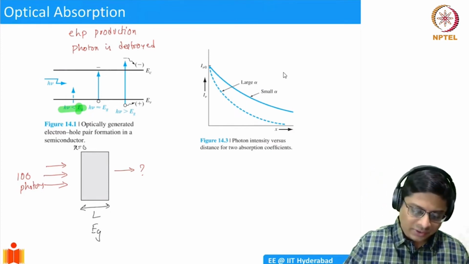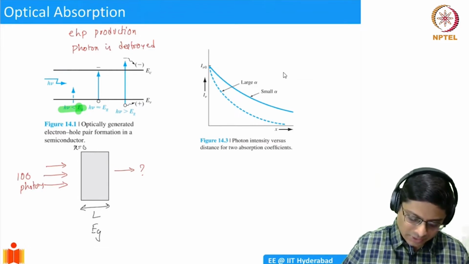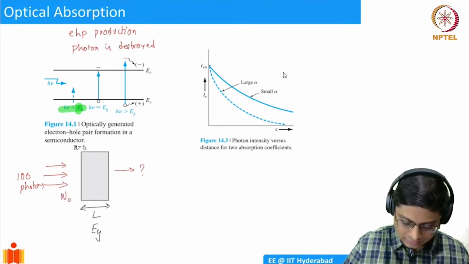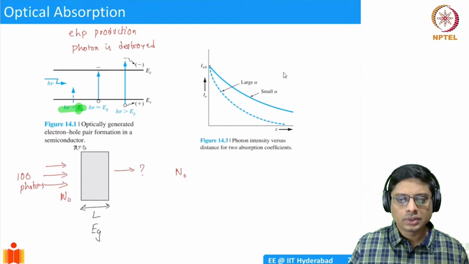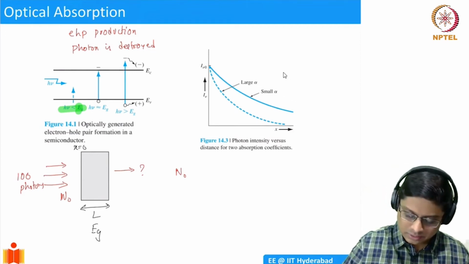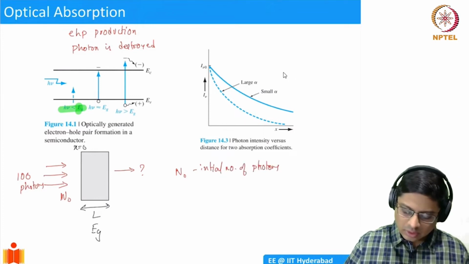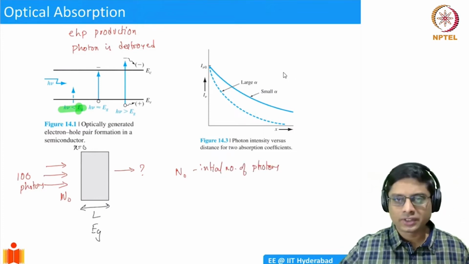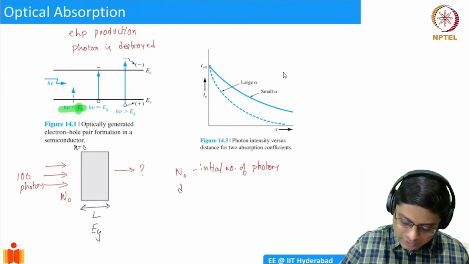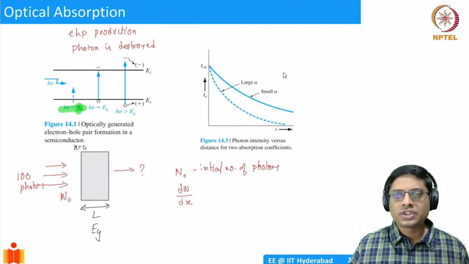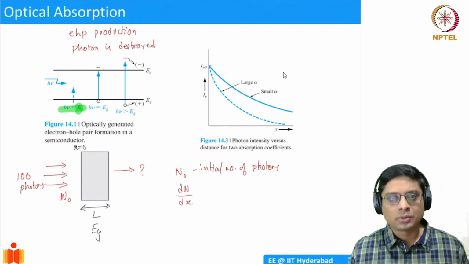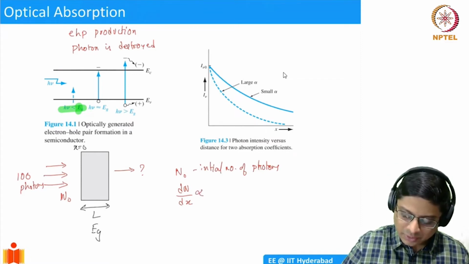So basically what we are interested in is, if the initial number of photons is N naught, how many photons are surviving at a distance x, right? So what we are interested in is dN by dx, the change in the number of photons as a function of distance. Well, obviously the change is going to be proportional to the number of photons at a particular distance, right? So this will be proportional to N.